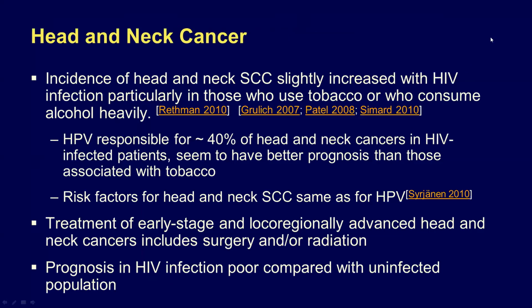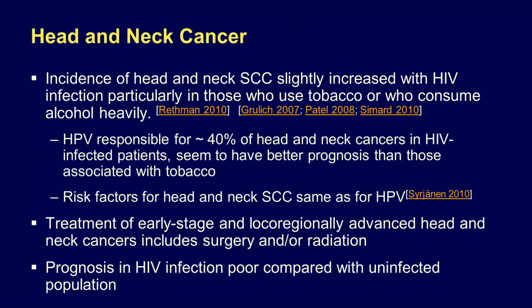So this is head and neck cancer. It's slightly increased in our HIV patients, and very highly associated in this demographic group is tobacco and alcohol use, often heavy. And we're not entirely sure what's the problem. Is it the toxin, or people who use heavy amounts of alcohol and tobacco don't tend to eat very well, and their diet's not very good? So a combination of things.